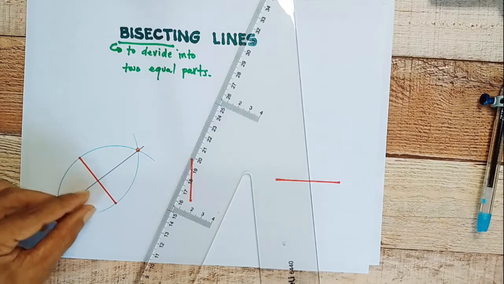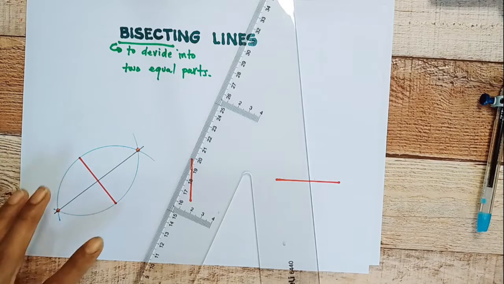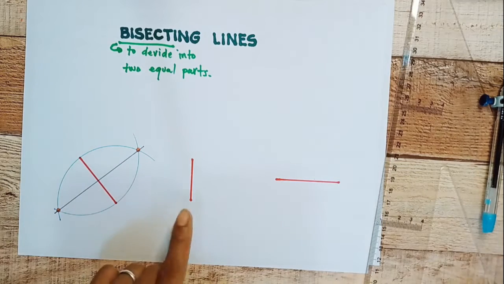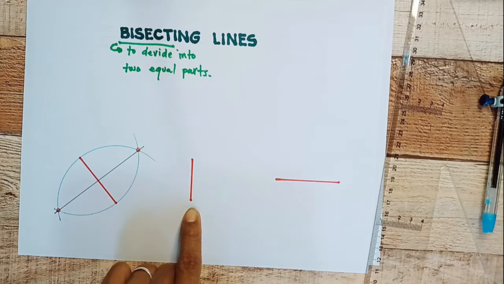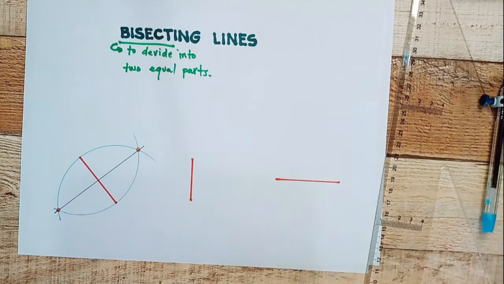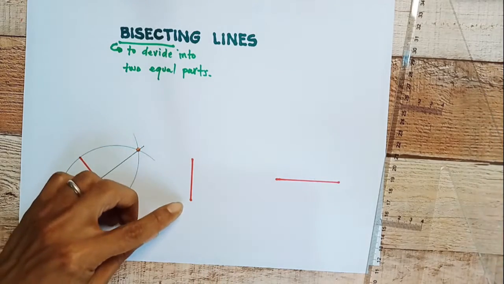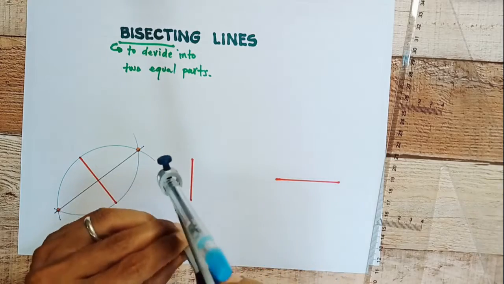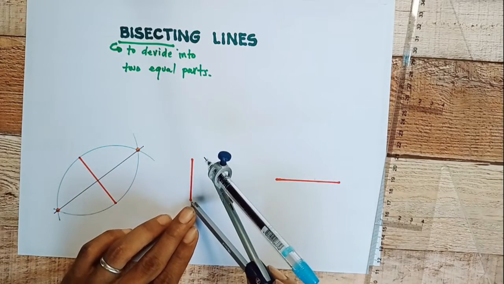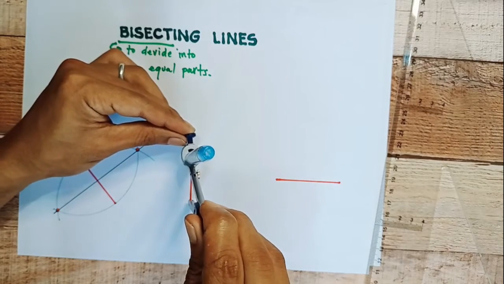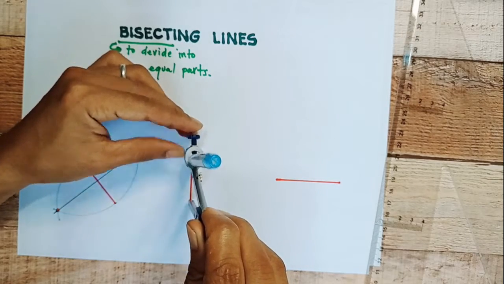Now let's try to do it again on our vertical line. The same way, identify point A and point B. Start striking an arc on our point A. We just adjust the legs. These are the legs of our compass.